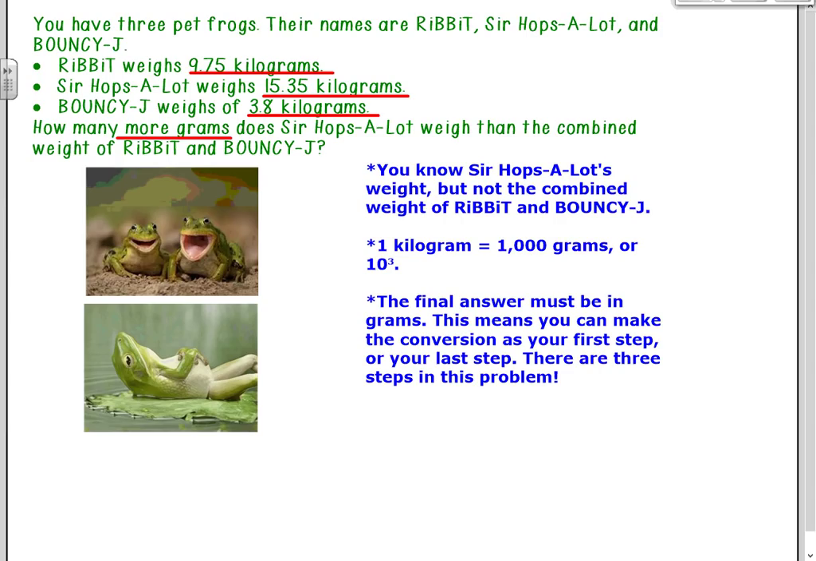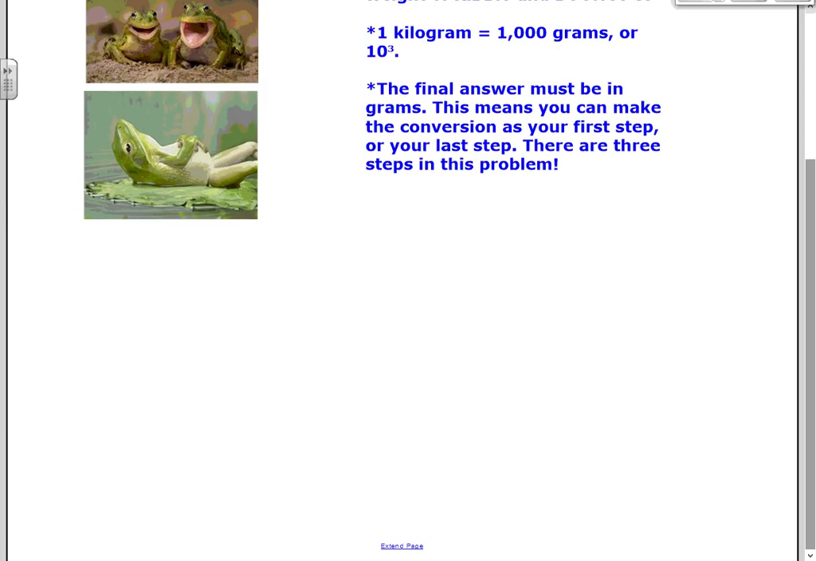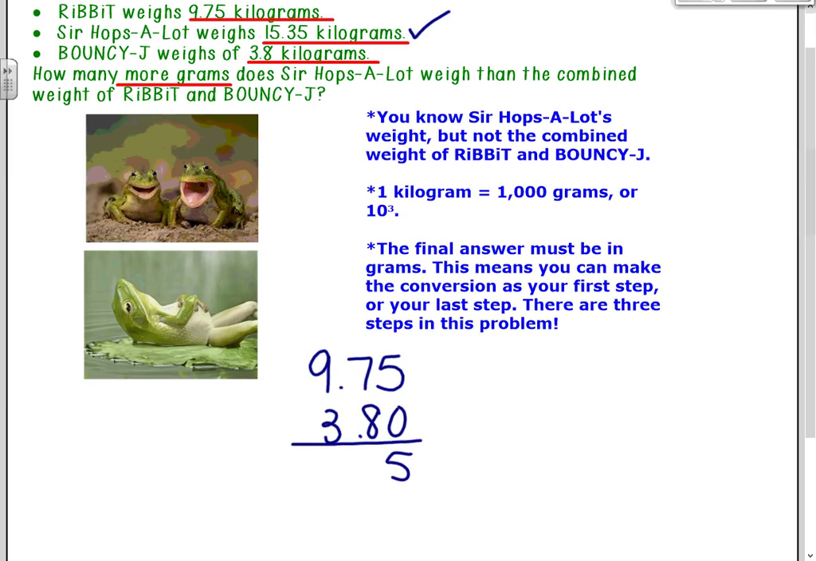So we won't convert until the very end. We're going to have to do a little bit of subtraction, and then some converting at the end. We want to know how many more grams Sir Hopsalot weighs than the combined weight of the other two. So we have to add the other two first. Ribbit is 9 and 75 hundredths. Bouncy J is 3 and 8/10ths. Add those together, and you get 13 and 55 hundredths.